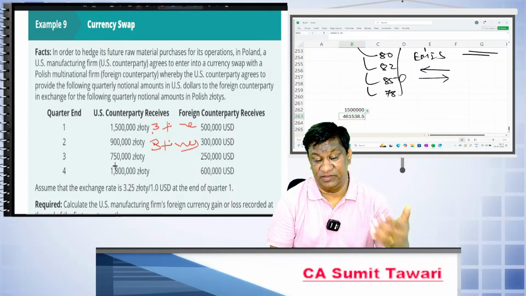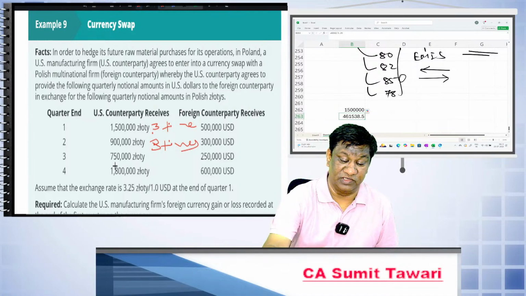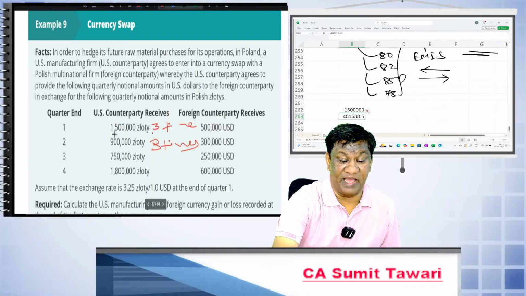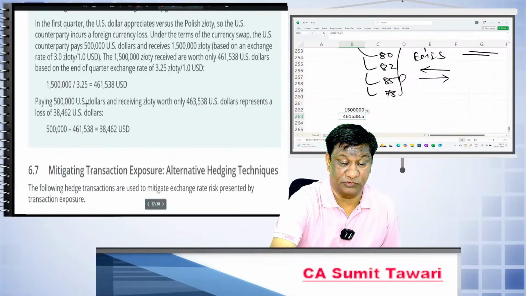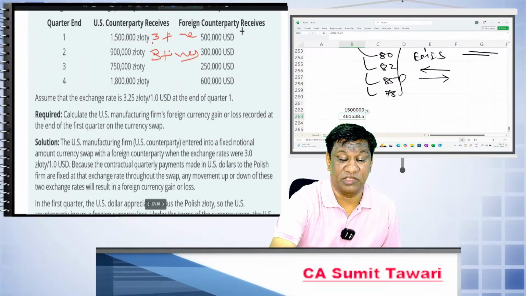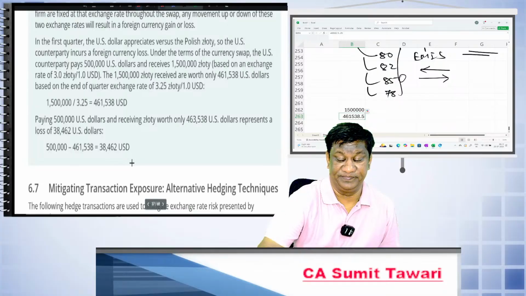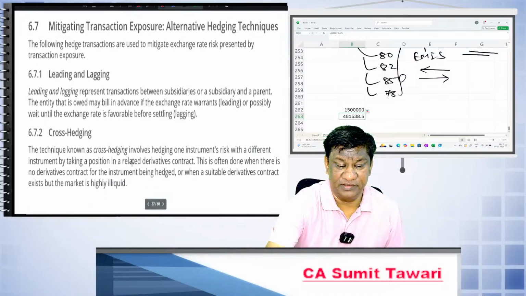It is like this. It is not the receivable. It is basically against 500 US dollars that the foreign counterparty gives 1.5 million zloty. So that's why it is a loss, because in the open market he can buy the 1.5 million zloty at whatever the exchange rate, 461,538. And if he buys from the foreign counterparty, then he needs to pay the 500 US dollars. So it is better he buys in the open market. So it is a loss for him. Any doubt here?